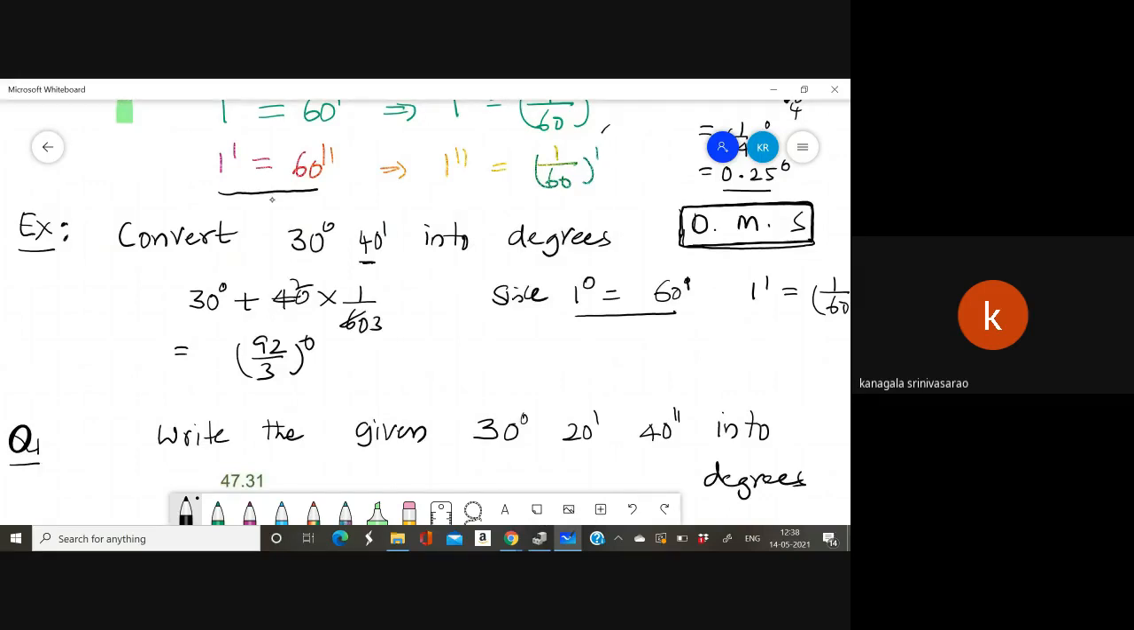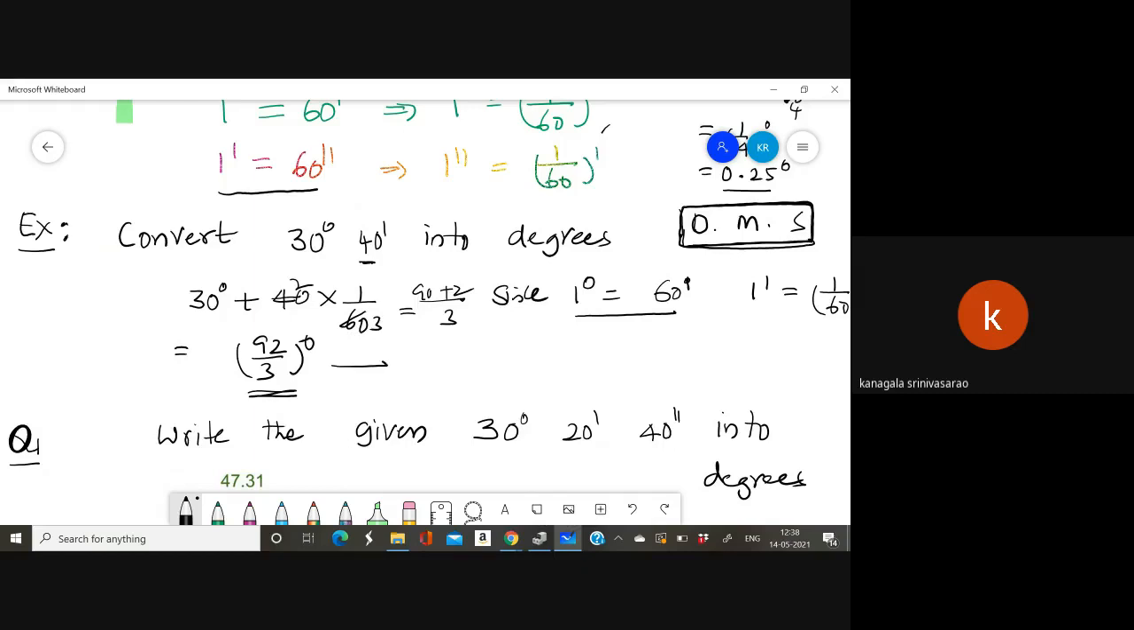Usual multiplication: 3 is the LCM here, so 3 into 30 plus 2, which is 90 plus 2. So 92 by 3 degrees I am getting here. This is the way you can convert completely in terms of degrees.